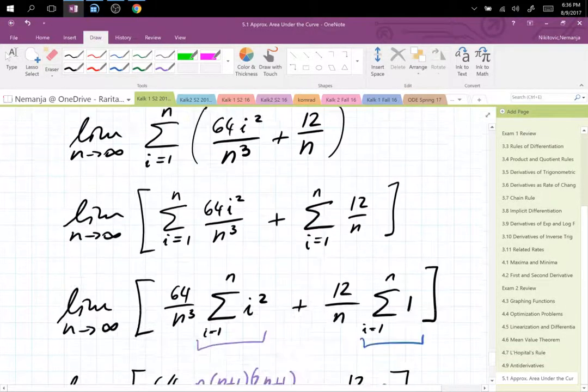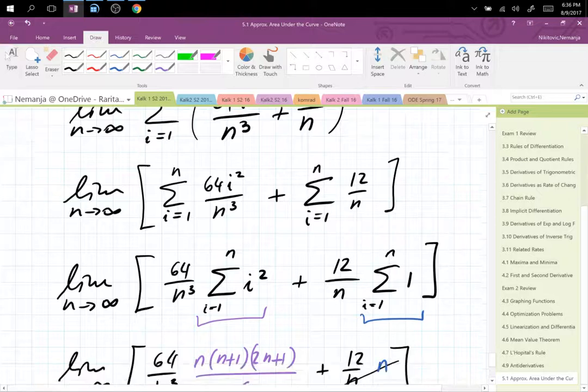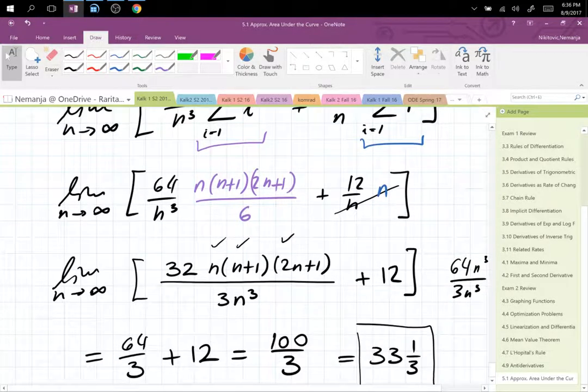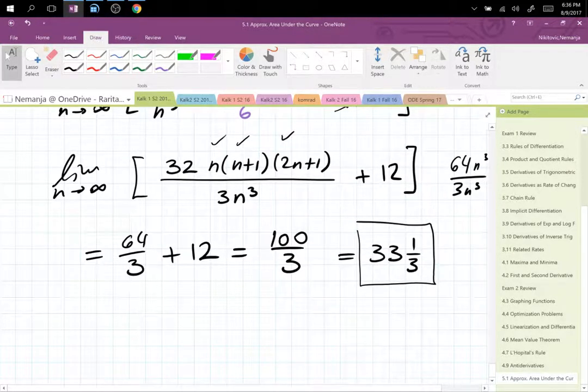From there, distribute, and break all of these pieces. Use the formulas to convert the summations into the sums, and then apply the limit to get the final answer.